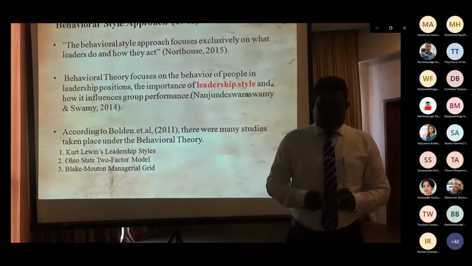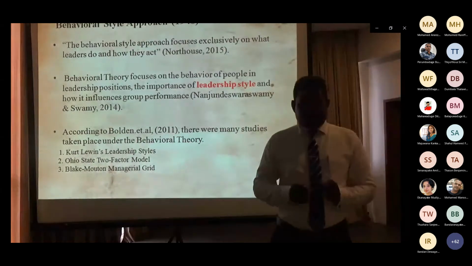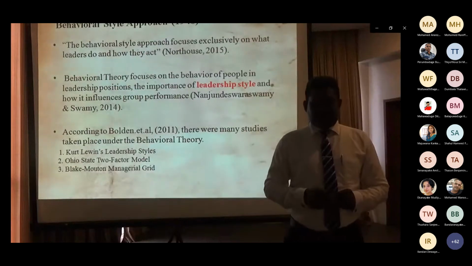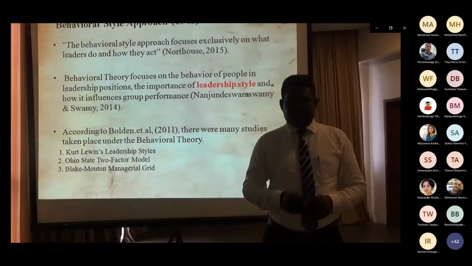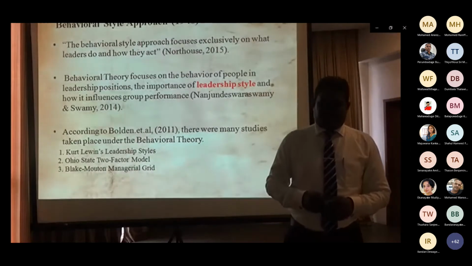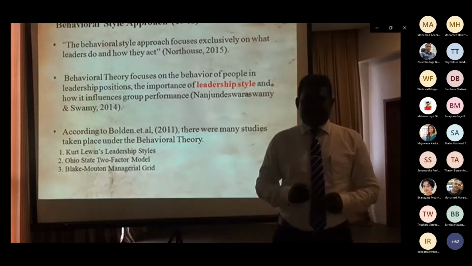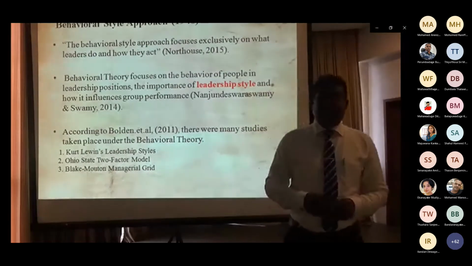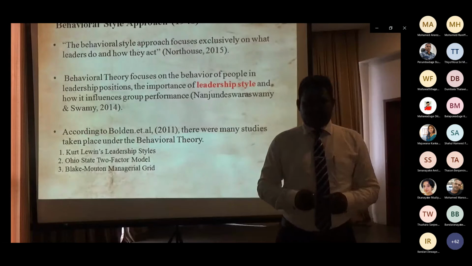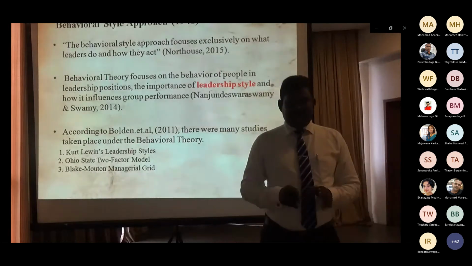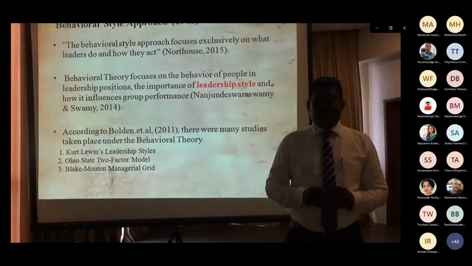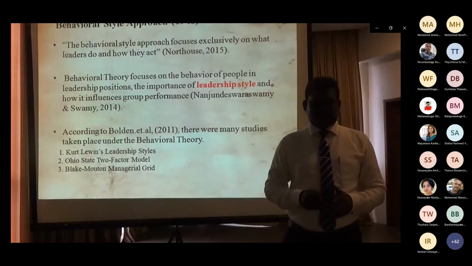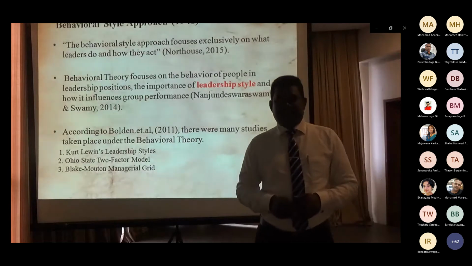The behavioral style approach focuses exclusively on what leaders do and how they act, Northouse 2015. Behavioral theory focuses on the behavior of people in leadership positions. The importance of leadership style and how it influences group performance, Nanjundeshwara Swamy and Swamy 2014. According to Bolden et al. 2011, there are many studies taken place under the behavioral theory: Kurt Lewin's leadership styles, the Ohio State two-factor model, and the Blake Mouton managerial grid.